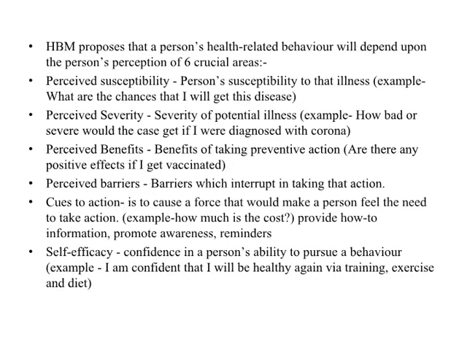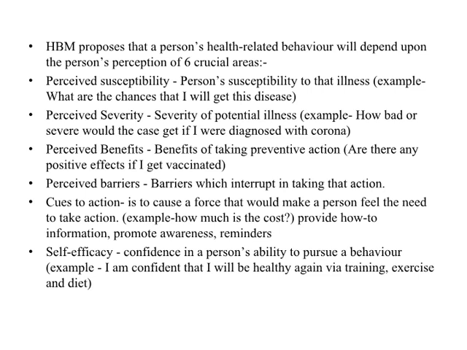The health belief model proposes that a person's health-related behavior depends on their perception of 6 crucial areas. First, perceived susceptibility. This is a person's belief about their susceptibility to an illness. For instance, what are the chances that I will get this disease? Second, perceived severity. This refers to the perceived seriousness of a potential illness. An example would be, how bad or severe would the case get if I were diagnosed with corona?